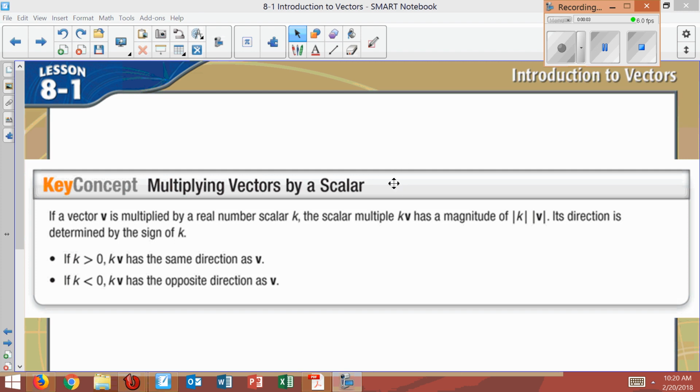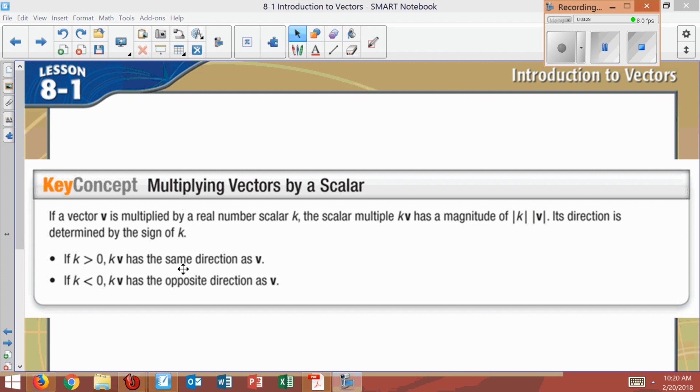Multiplying vectors by a scalar. Now remember, a scalar just means it has a magnitude, no direction whatsoever. It says if v is a vector and it's multiplied by a real scalar k, then the scalar multiple kv has a magnitude of |k| times |v|. Now magnitude is like a hypotenuse. It's always positive. We don't talk about direction with it. It'll have a direction that indicates which direction the magnitude will go.